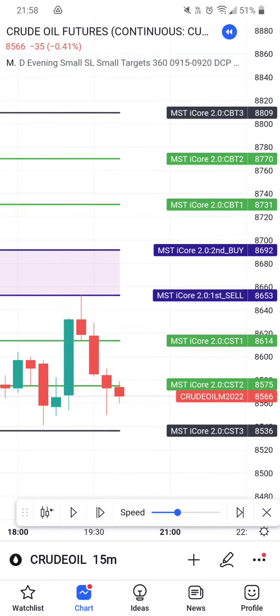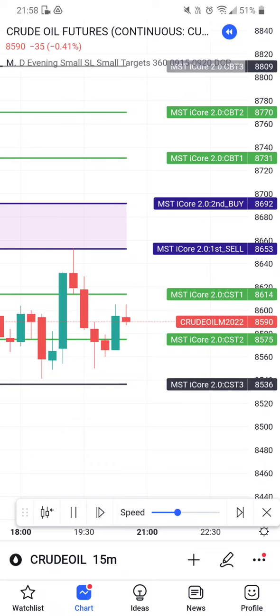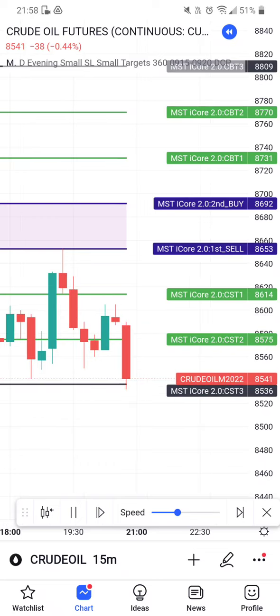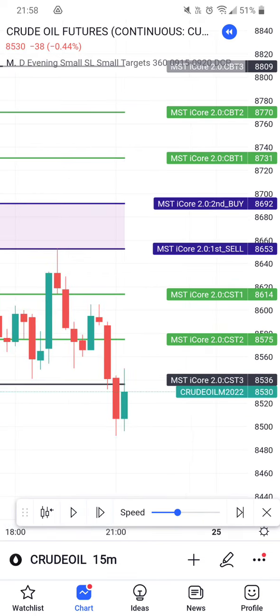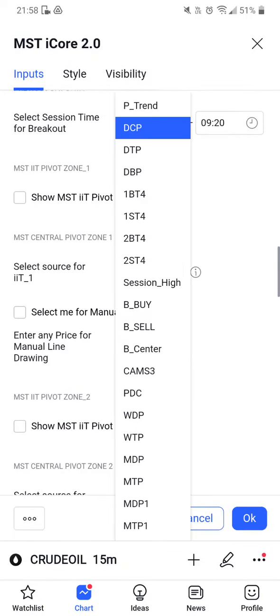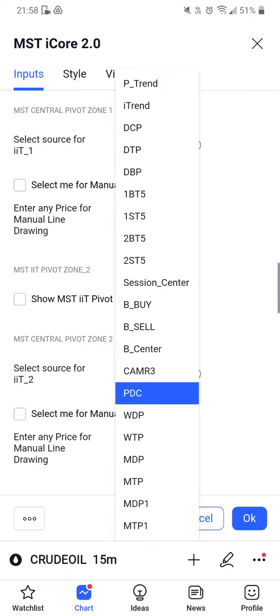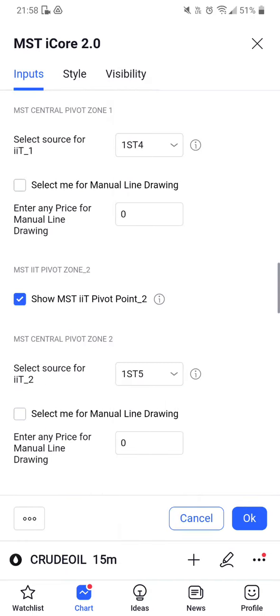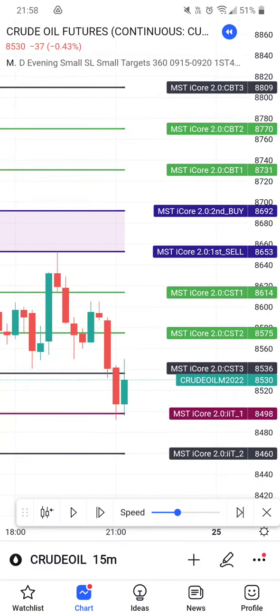Okay. So now again, I'm running the market. What happened? Now the market is still running, right? All the three targets have been achieved on the sell side. Now if you want to know the extended targets, come down here and select first sell target 4 and first sell target 5. There are 4 extra targets we have given. Depending on the volatility, you can enable the extended targets.